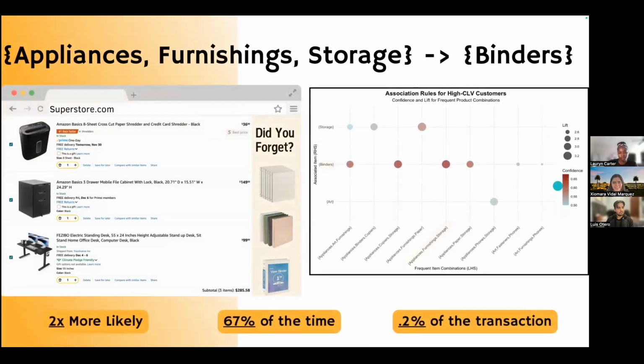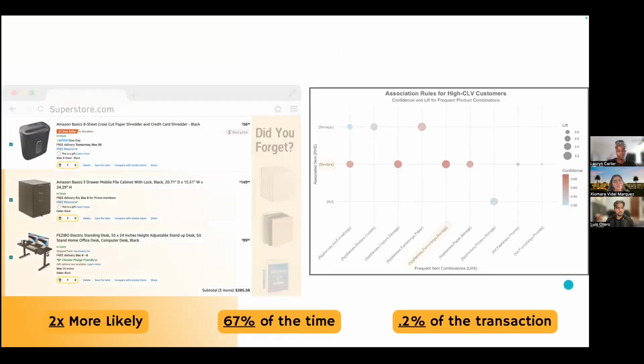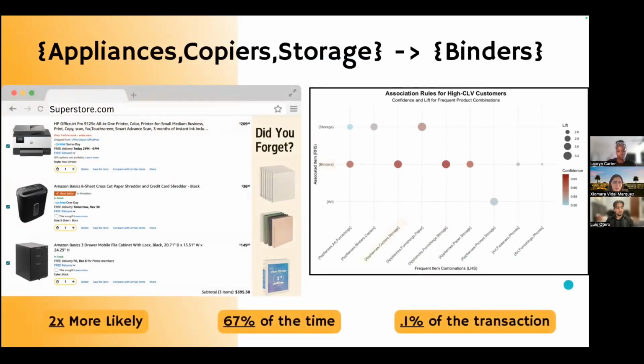Through our basket analysis for our high CLV customers, we discovered that these customers are 2 times more likely to buy binders when purchasing items like appliances, furnishings, and storage solutions, compared to buying any other random products. At 67% of the time, there was a strong association: the people who were buying these products were also buying binders. Although this combination only appears in about 0.2% of our transactions, the patterns show strong opportunities in things like cross-selling.